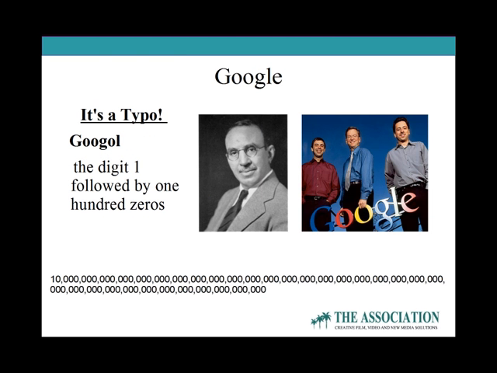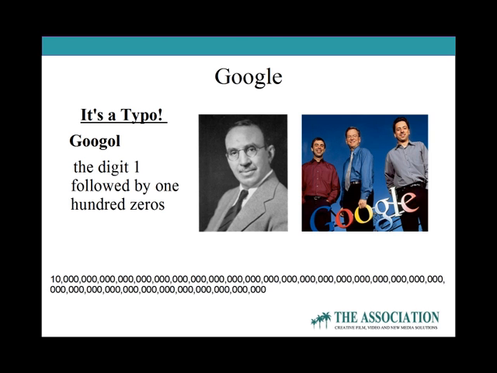All right, so Google. This is probably one of my favorite words to clear up, because everyone uses the word Google. It's actually a typo. The original word was Googol, and that simply means the number 1 followed by 100 zeros, which you can see at the bottom of the slide there. Now the first picture there is the mathematician, his name is Edward Kasner, who was trying to figure out a name for this very large number.